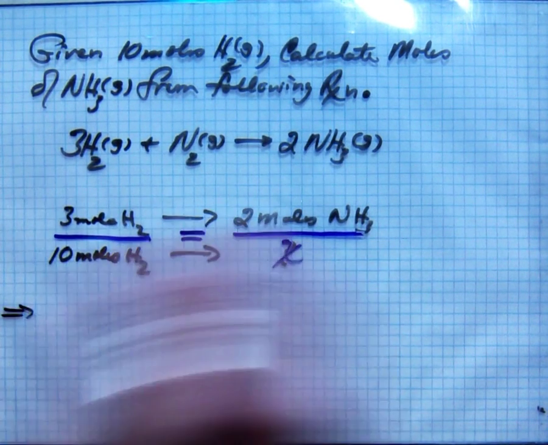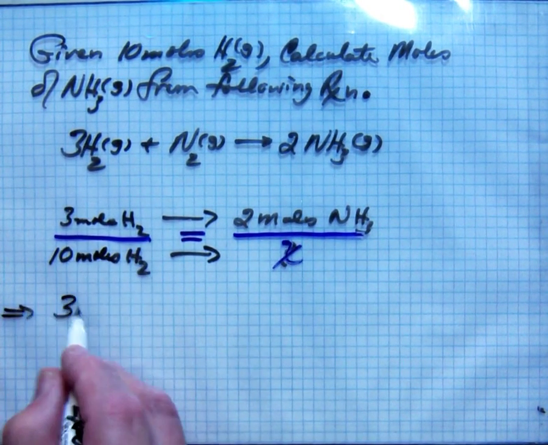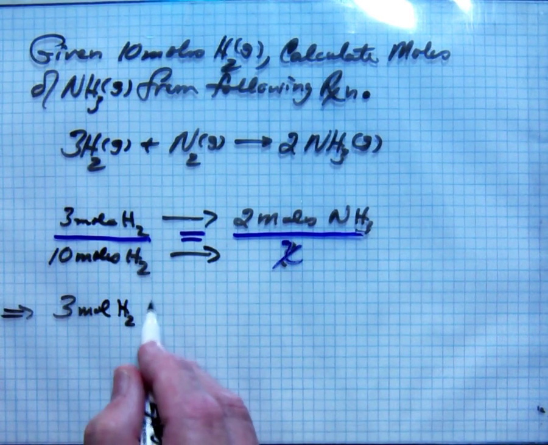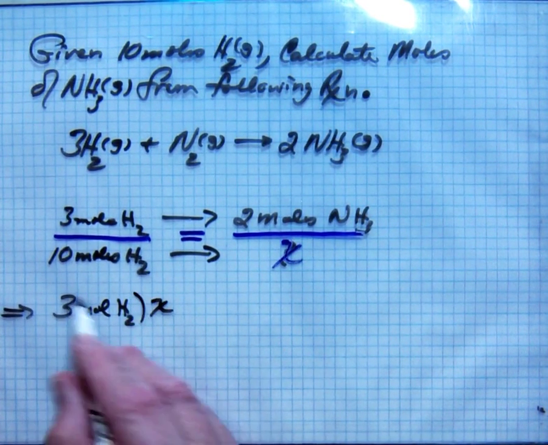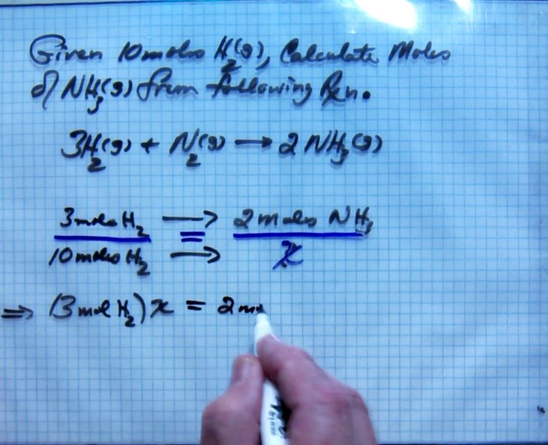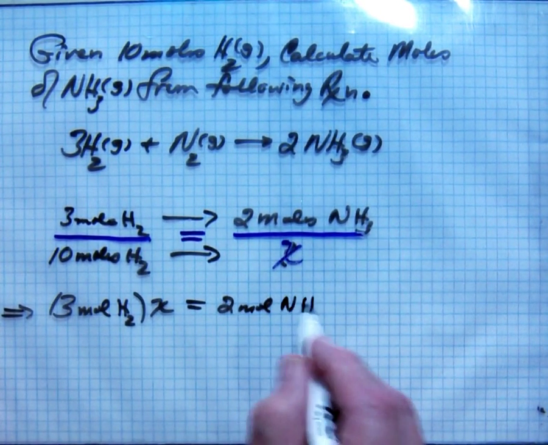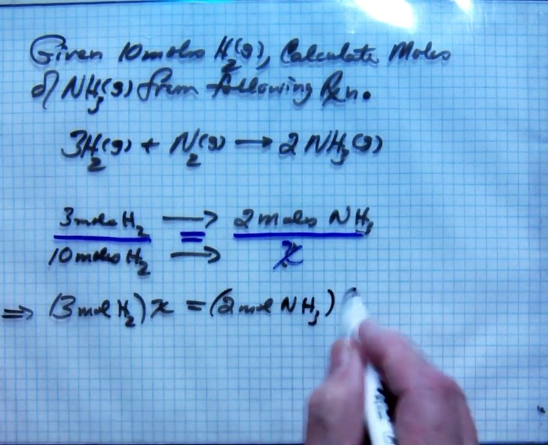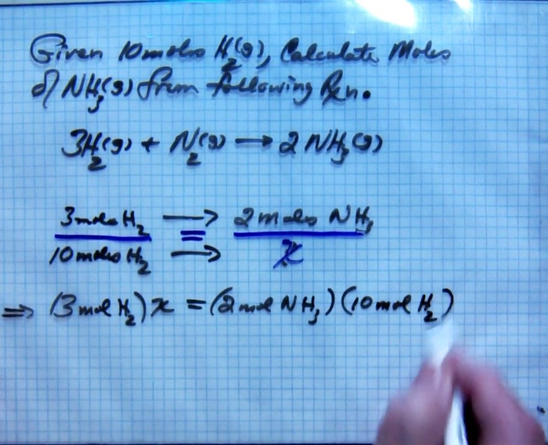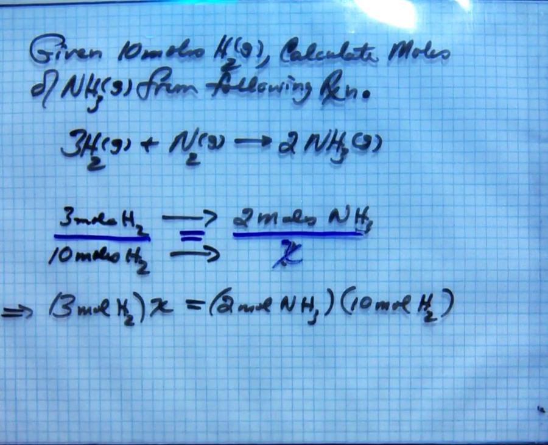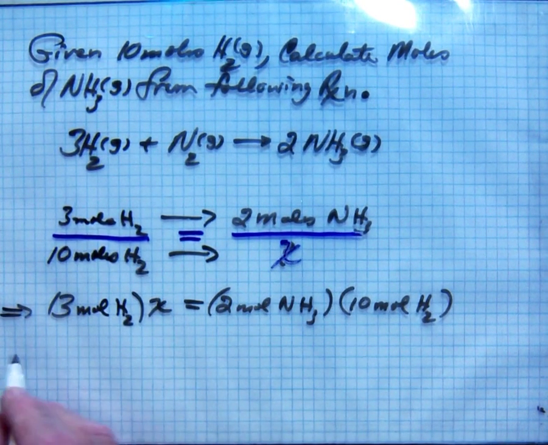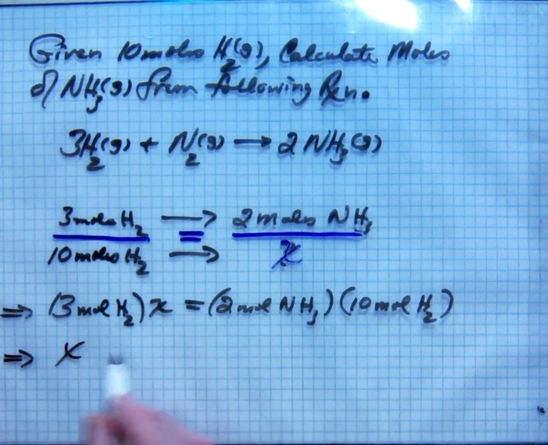So here, if this is true, then we have 3 mole H2 gas times x, let me do it this way, is equal to 2 moles of ammonia times 10 moles of hydrogen. So it's cross multiply, simple enough. Then divide both sides by 3 moles of hydrogen, and you'll have your answer.